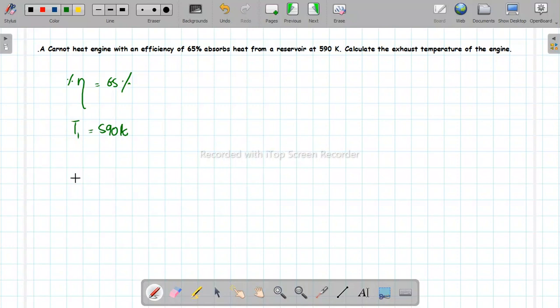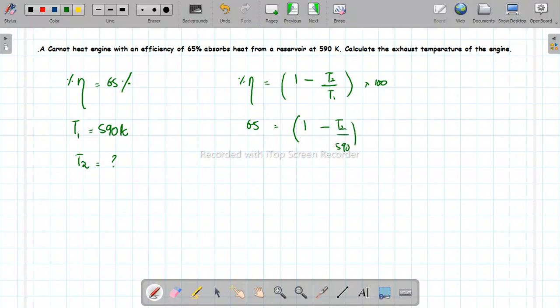So the temperature of exhaust, that is the sink temperature or the cold reservoir's temperature, T2, needs to be calculated. First of all, write down the efficiency in terms of temperature: 1 minus T2 over T1, into 100. If percent efficiency is 65, just put it in here, and the temperature of the hot reservoir is 590. This 100 goes into the denominator here, and the 65 becomes 0.65, which is 1 minus T2 over 590.